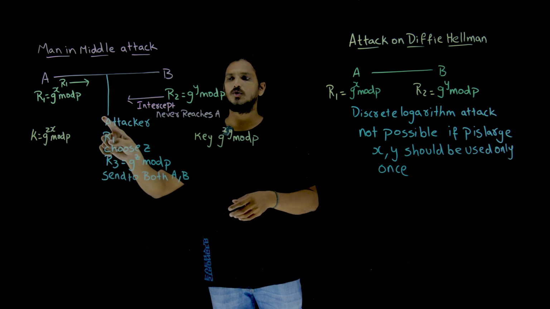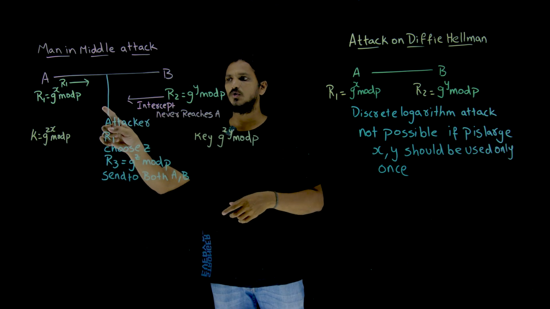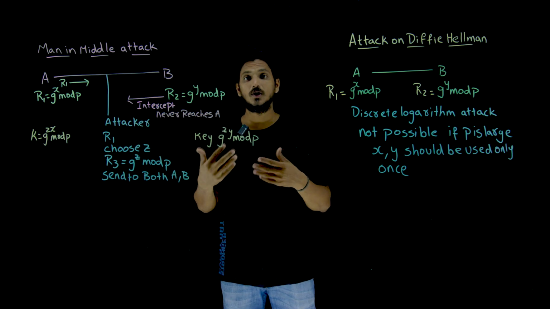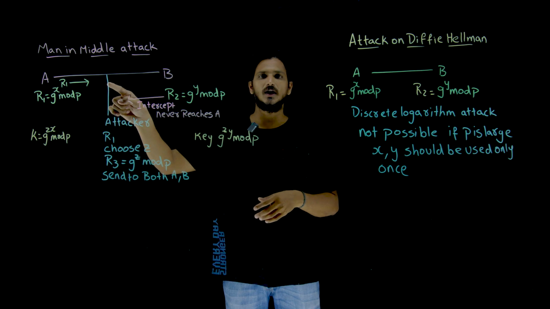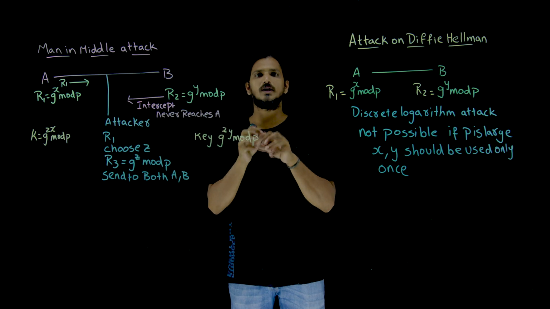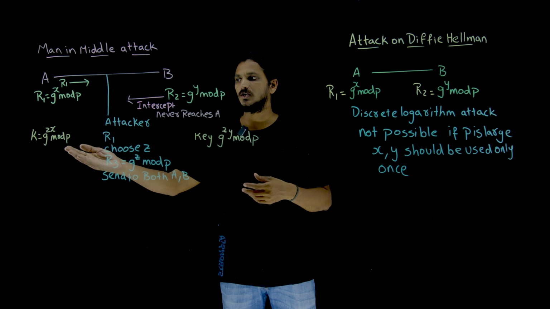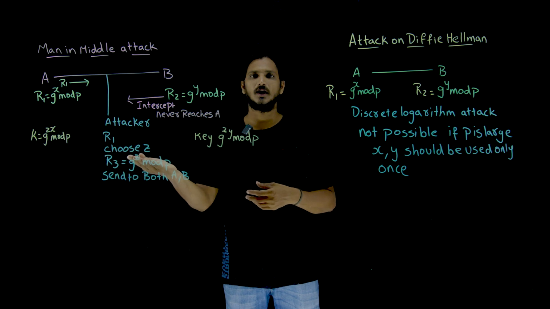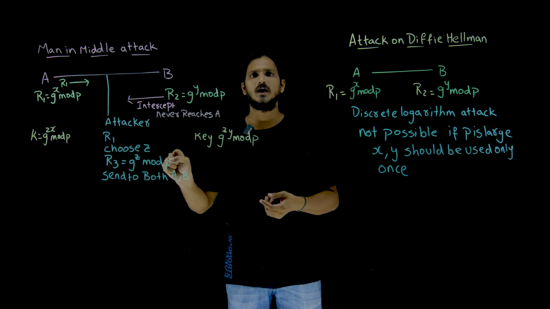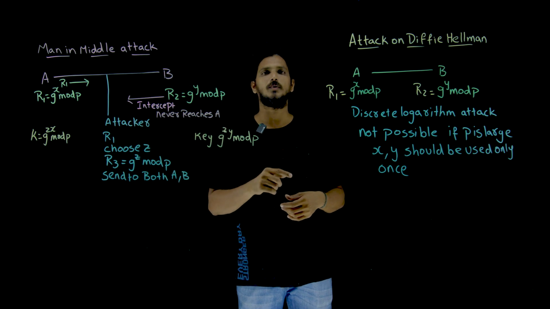The G power X mod P value is known to the attacker, and the G power Y mod P value is known to the attacker. So now he will play the game. Suppose A sends data using the key G power ZX mod P. The attacker takes the data. He can generate the same key G power ZX mod P, decrypt the data, and resend it to B using the key G power ZY mod P.